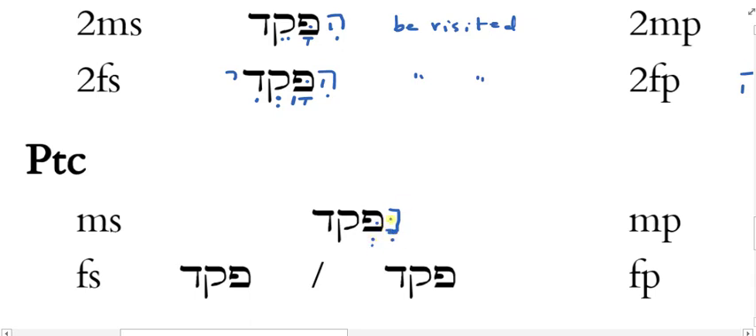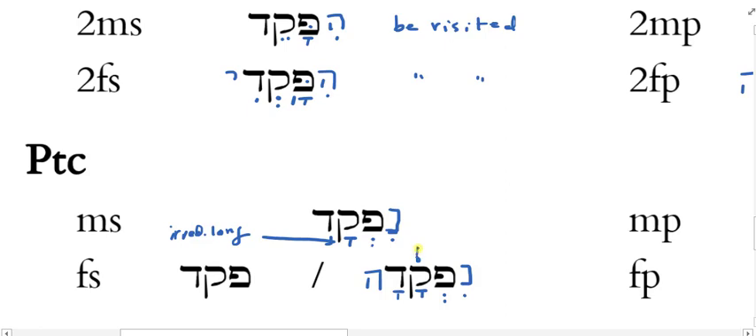I'm sorry, yes, nifkad. But instead of a pathak, which is what the perfect looks like, it's got a long A, and it is irreducibly long. It will not reduce to a vocal shava. What does that mean? That means if I want to make the participle feminine singular, nifkad becomes nifkada. Add a kamets.